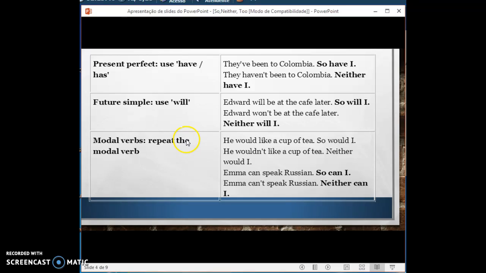Modal verbs. We repeat the modal verb. "He would like a cup of tea." "So would I." "He wouldn't like a cup of tea." "Neither would I." We repeat the modal verb. In the case of can, "Emma can speak Russian." "So can I." "Emma can't speak Russian." "Neither can I." What about if I want to say they? "So can they." If I want to say she, "so can she." We repeat again the modal verb.